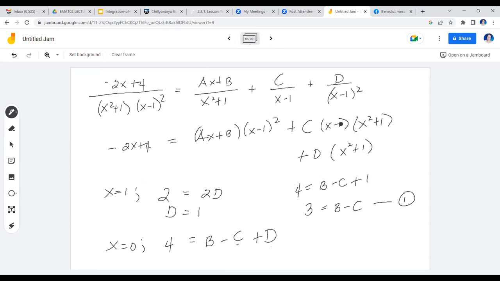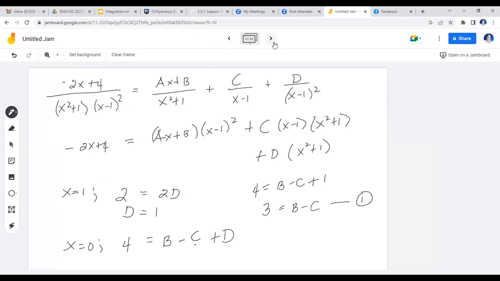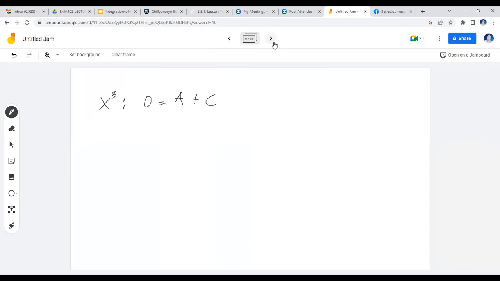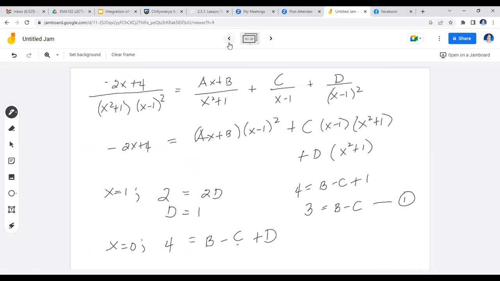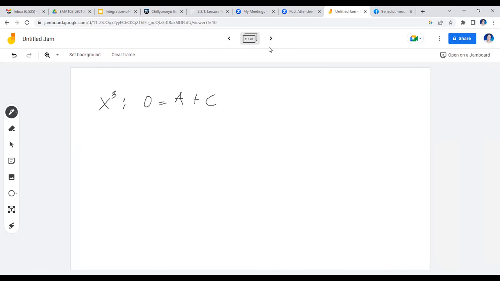Okay? Now, next. Do we have an x cube here? The answer is no. We don't have an x cube here because it's only x squared. So, I have another equation, this time in terms of a and c. So far, I know only d. I don't know a, b, and c. So, I can't solve anything. So, I will just simply write here, a is equal to -c. That's my equation 2.